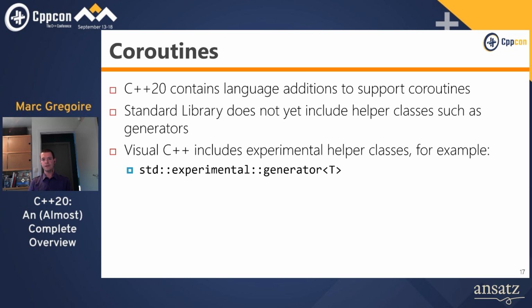And the thing is, writing these coroutines yourself is actually pretty advanced, and you need to know what you're doing. So if you want to use coroutines at this moment, I suggest that you search for some existing libraries that provide you some coroutines instead of writing your own. Visual Studio comes with an experimental helper class called a generator, and let's see how that one works in practice.